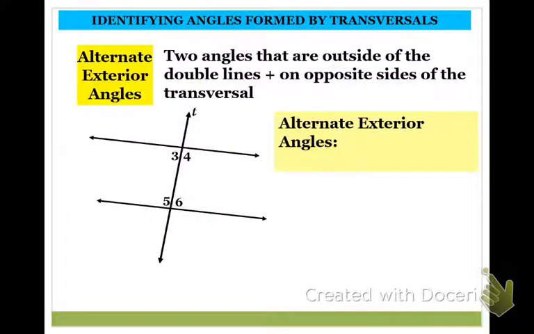I think mine will pop up. 1 and 8. So then 2 and 7 will be alternate exterior. Okay, so they're on the outside of the double lines, and then they're on opposite sides of the transversal. 1 is on the left, 8 is on the right. That kind of thing.